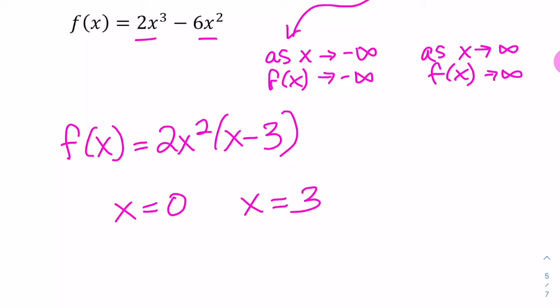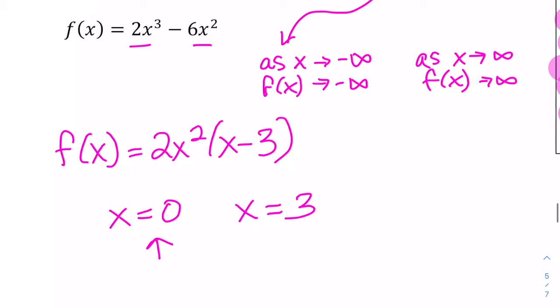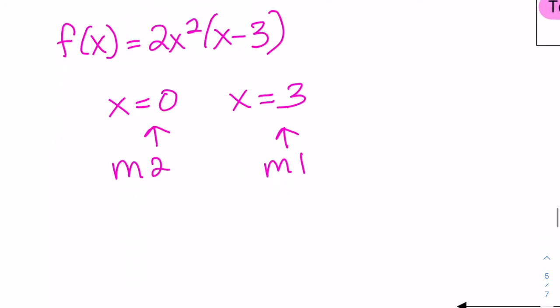When I look at the degree, we can tell that the 0 will have a multiplicity of 2. And the 3 will have a multiplicity of 1. When I want to find the intercepts, we know that we already have the x and y intercept when x equals 0.